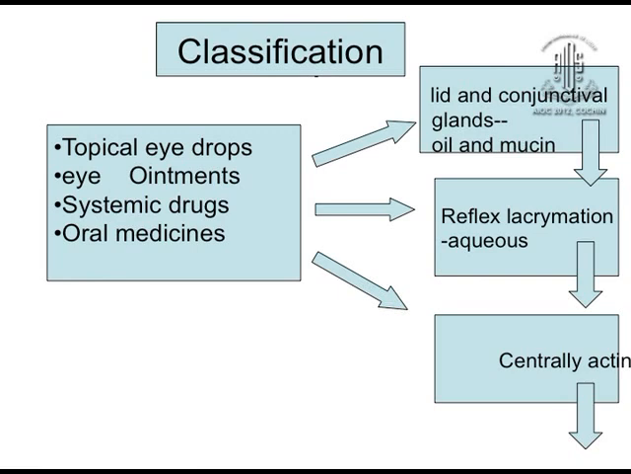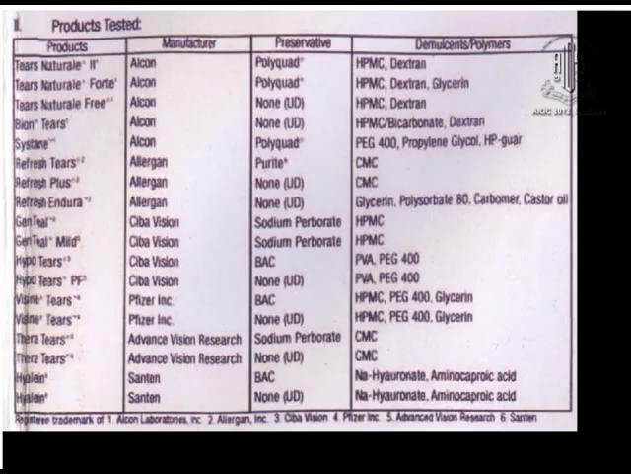But the most important amongst the list is the tear substitutes. These are the drugs which are used for the treatment of dry eye, and they all contain preservatives, and the patient uses them for a very, very long time at very high frequency. The preservatives like benzalkonium chloride, sodium perborate and others have a deleterious effect on the eye.